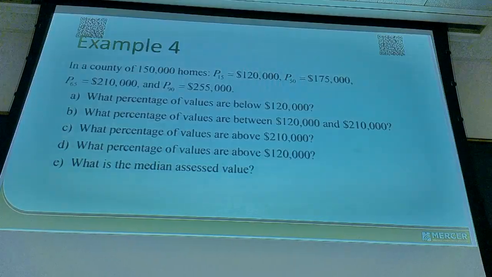So, a certain county has 150,000 homes. We have the 15th percentile is $120,000. 50th percentile is $175,000. 65th is $210,000, and the 90th is $255,000.